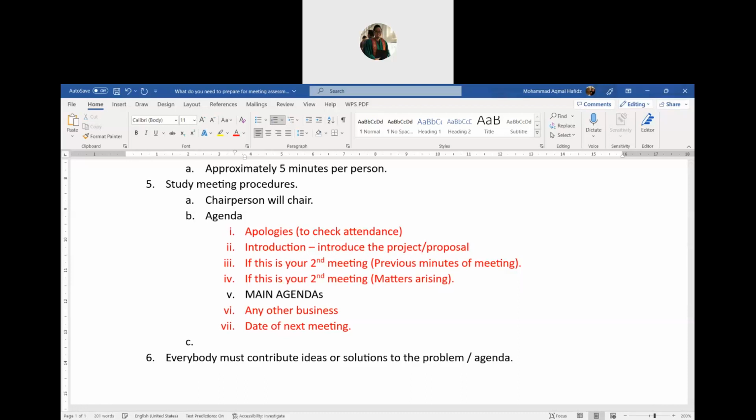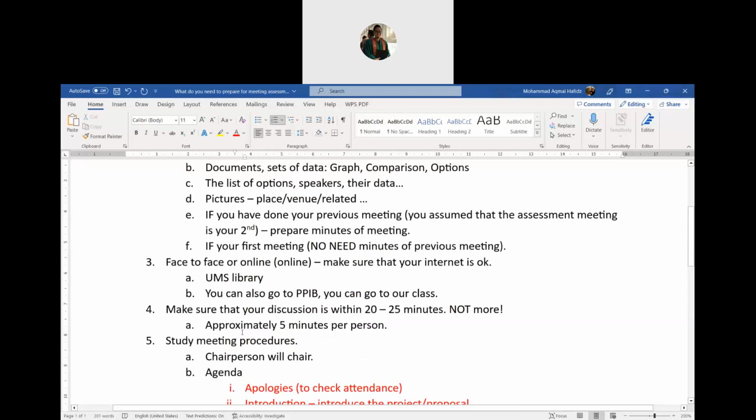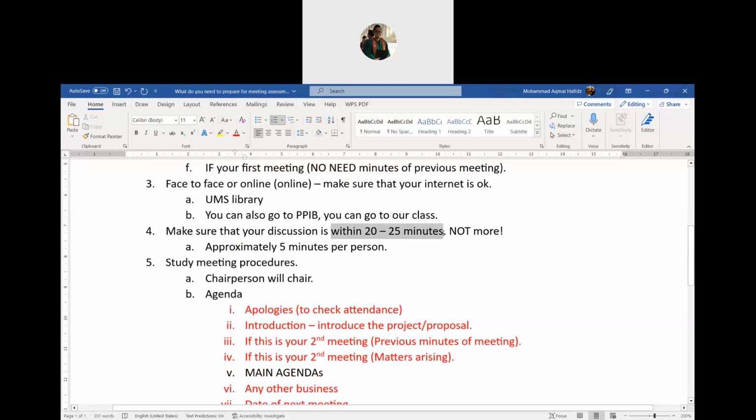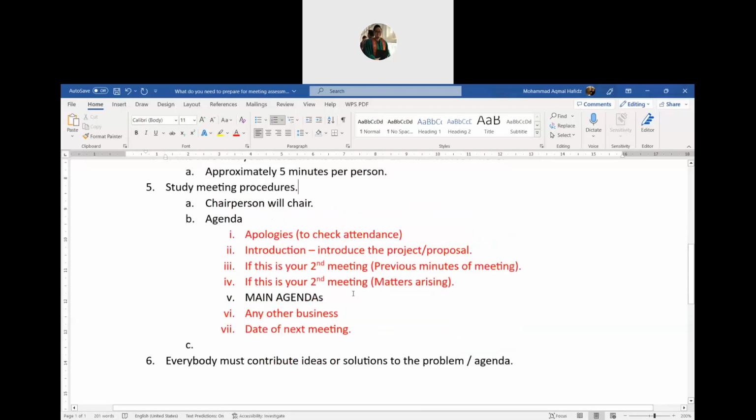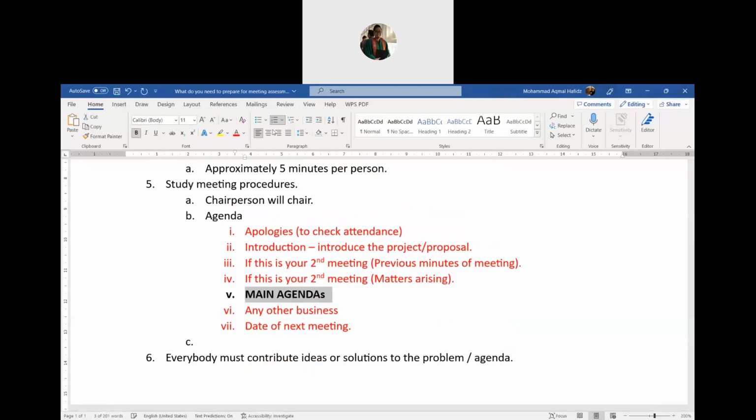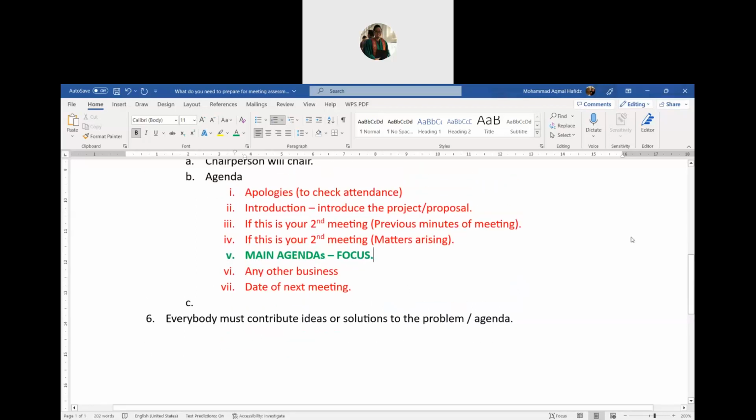All right. Remember, you don't have much time, so you need to keep in mind that you need to focus on the main agendas. Okay. So just make it simple for the other agendas here. But you need to focus on this one. Okay. So this is basically the focus. All right.